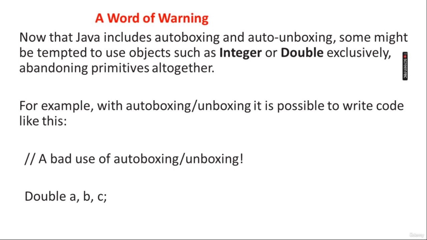Okay, so as and when needed, you can directly use the primitive types, and as and when needed, you can directly use the wrapper classes. But you cannot mix. Some programmers might be tempted to use objects such as Integer or Double exclusively, abandoning the primitives altogether. Okay, so you should not skip the primitive types. If you need primitive types, you can directly use them, and if you need the wrapper classes, you can directly use the wrapper class objects.